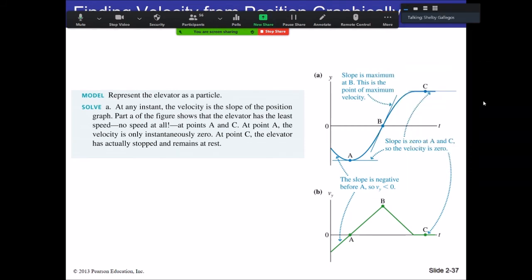Professor? Yeah. Does the graph for A represent the position function of that thing? Okay. Yes, this is the position versus time graph, and the one on the bottom is the velocity versus time graph.